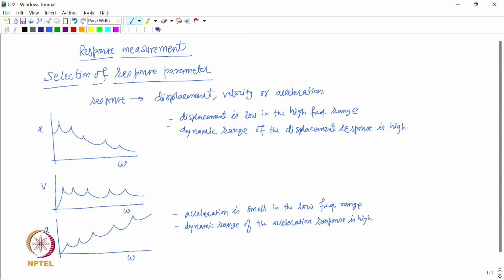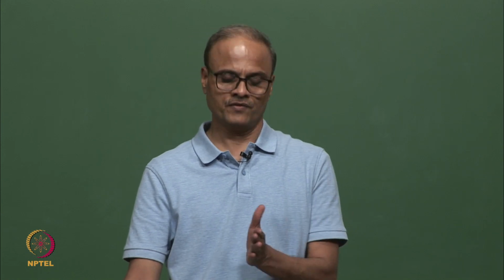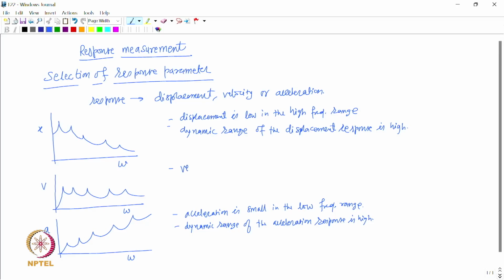What about velocity? So, we see that the velocity amplitude is by and large uniform when we go from low to high frequency range, right. So, the velocity is largely uniform, right, from low to high frequency range, correct.